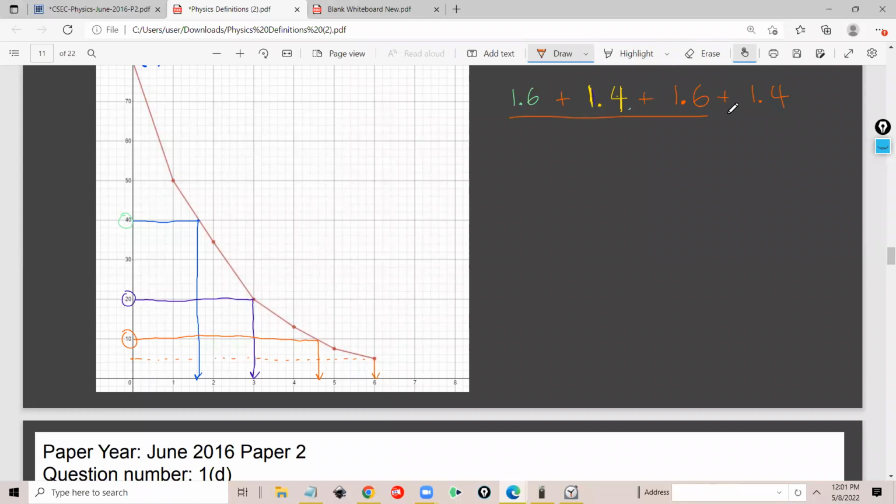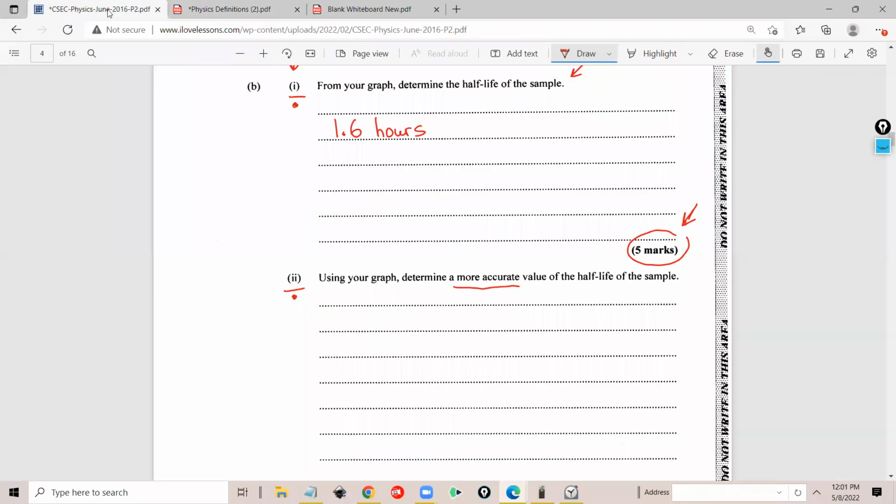Now, you might get something slightly different. I'm going to keep saying it over and over, you don't have to worry once it's very, very close to what I have. So let me add up all of those. 1.6 plus 1.4 plus 1.6 plus 1.4, divided by 4. I am getting 1.5 hours. That is what I am getting.